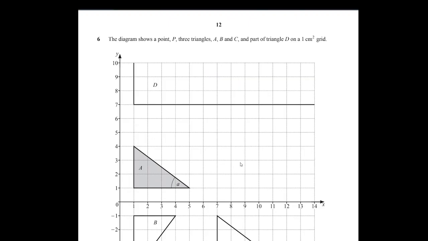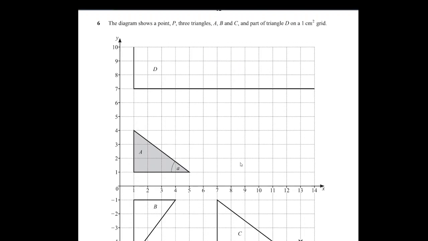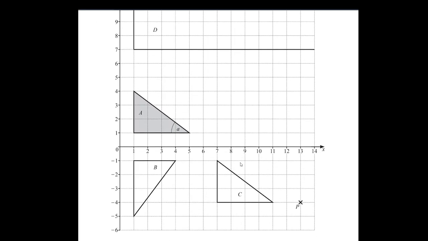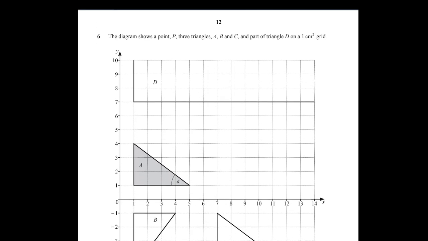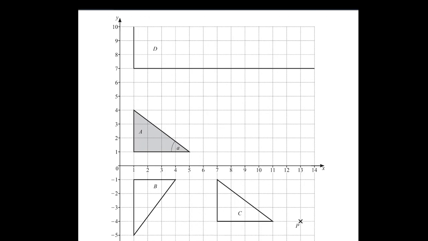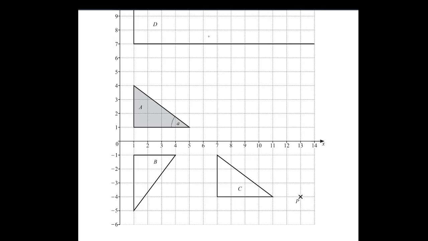Question number 6. The diagram shows a point P, three triangles. So there is point P here. There are 3 triangles A, B, C, and part of triangle D on a 1 centimeter square grid. So this is part of the triangle, and this square grid is given here.